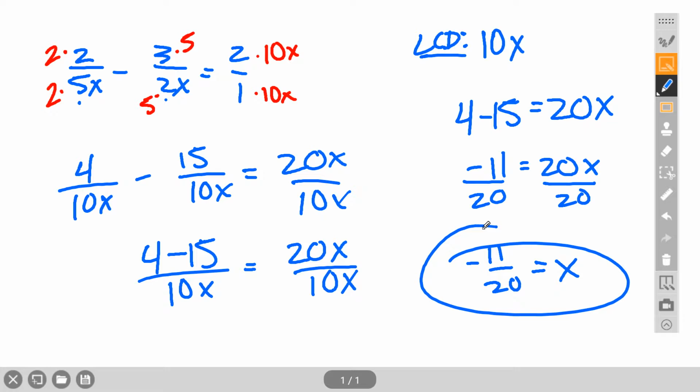It looks like a lot of these are ending up as fractions, which is fine. As long as you can still check that they work in the problem, that they don't cause the denominator to be 0. The only solution that would cause our denominator to be 0 in this case is actually 0 itself.